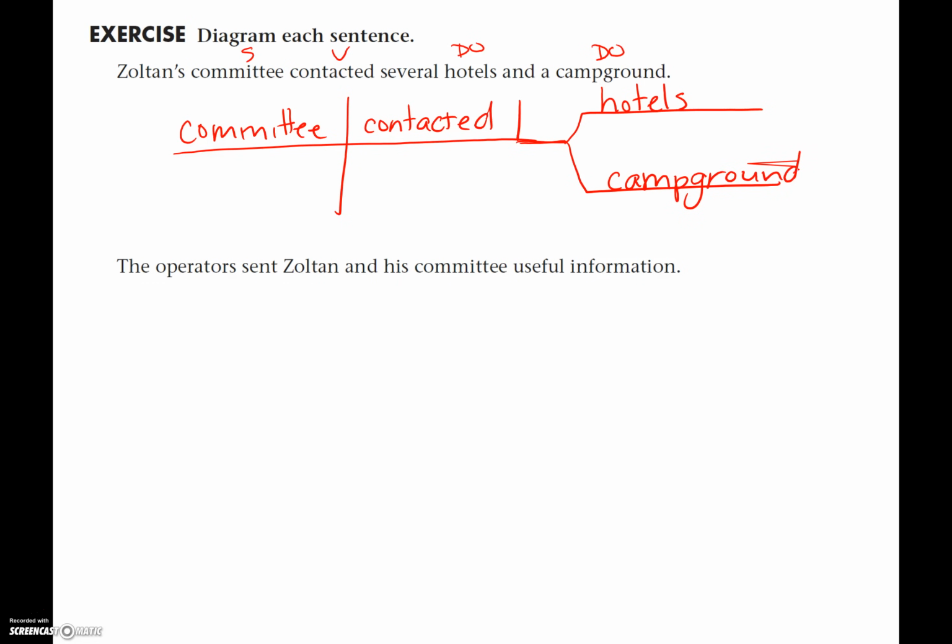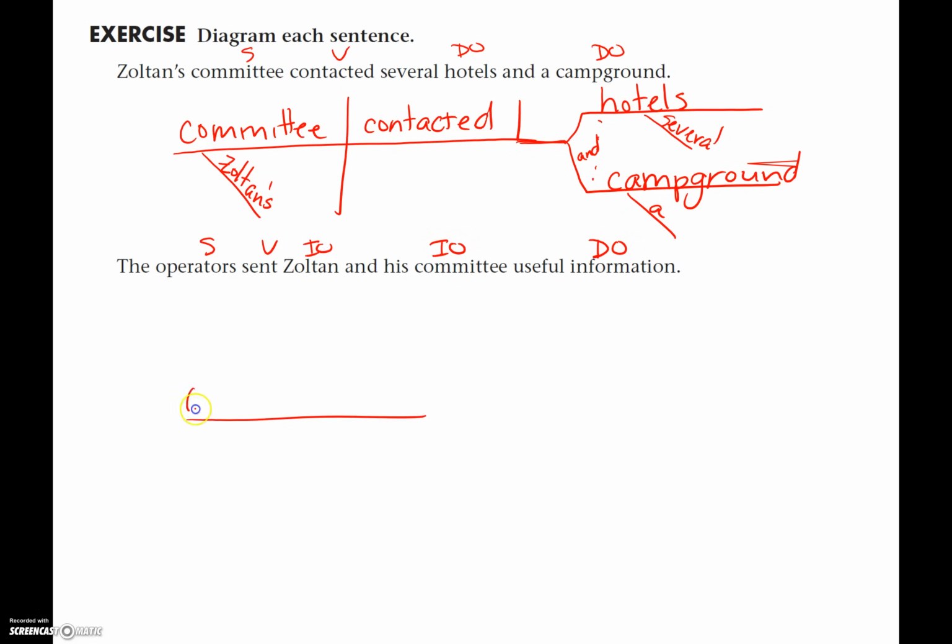We've got lots of adjectives to add, so this is Zoltan's committee. We have several hotels, and don't forget about that conjunction on the dotted line. We have a campground. In the second one, the operators sent Zoltan and his committee useful information. Information is our direct object. Zoltan is an indirect object, and committee is an indirect object.